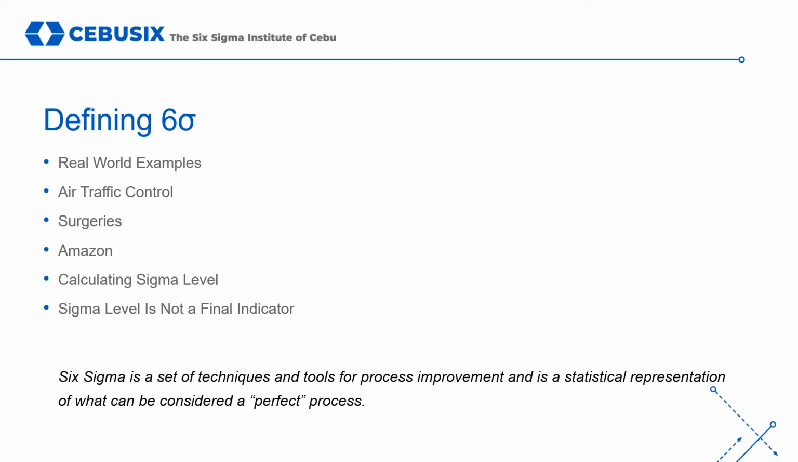Six Sigma is a set of techniques and tools for process improvement and is a statistical representation of what can be considered a perfect process. In this section, we will be defining what Six Sigma is and discussing real-world examples of its implementation and impact on our daily lives. The differences between operating at a 5 sigma level and a 6 sigma level are larger than you may imagine.